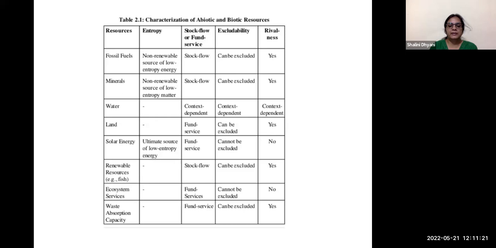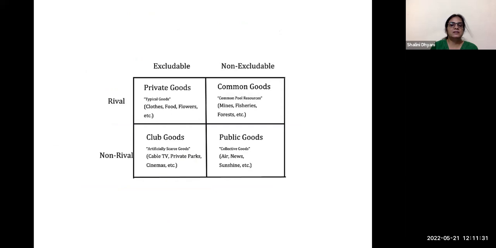So you can understand it in a better way by visiting this diagram again. Most of your biotic services that are private goods and club goods are your rival and non-rival excludable services, whereas fund services that are common goods and public goods are both rival and non-rival, but non-excludable fund service.